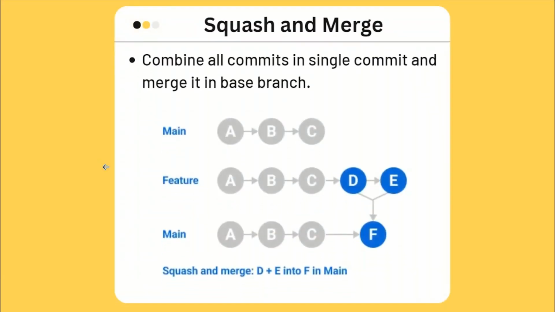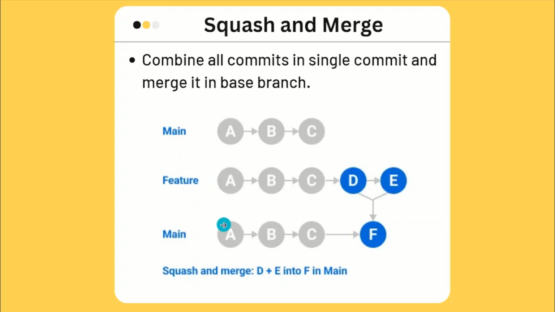The second option is the squash and merge. Squash and merge is used for combining all your commits into a single commit and merging that commit to your base branch, meaning your destination branch. Suppose, same thing, we have 3 commits on the main branch. You created the feature branch from the main branch with the 3 commits. Now you added 2 more commits, D and E.